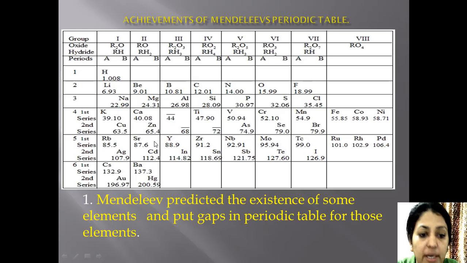So the first one is that Mendeleev predicted the existence of some elements and put gaps in the periodic table for those elements. You can see some gaps are put in his periodic table. See here, for example, here below aluminium, below boron, one below silicon, etc. are gaps, isn't it?